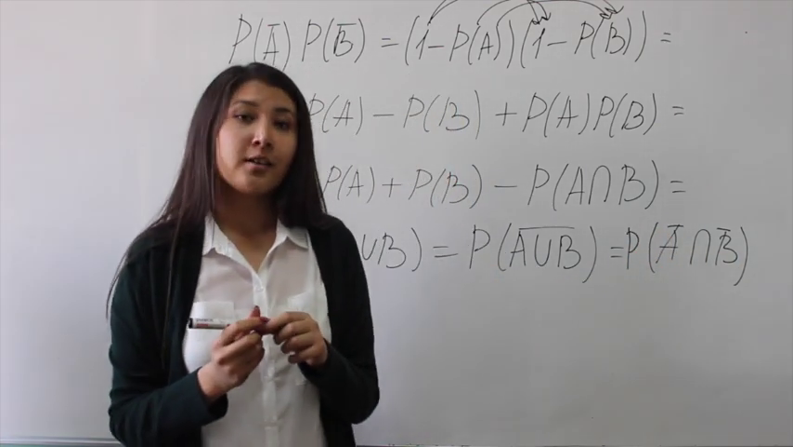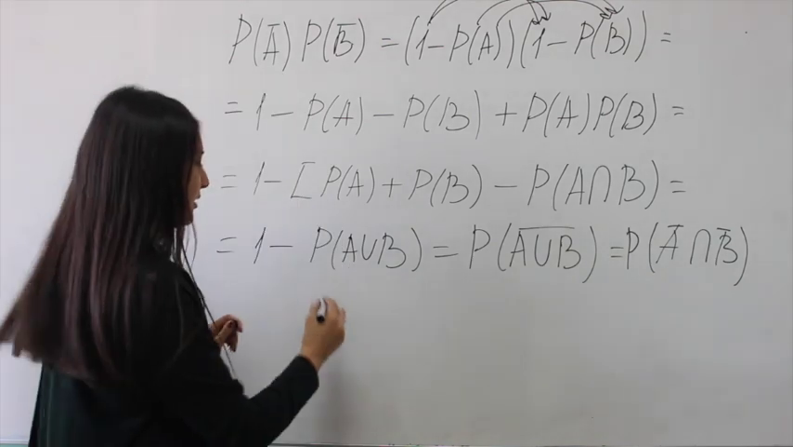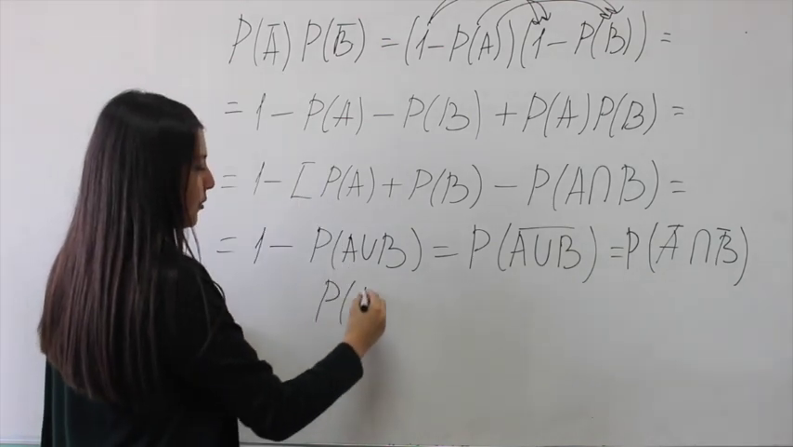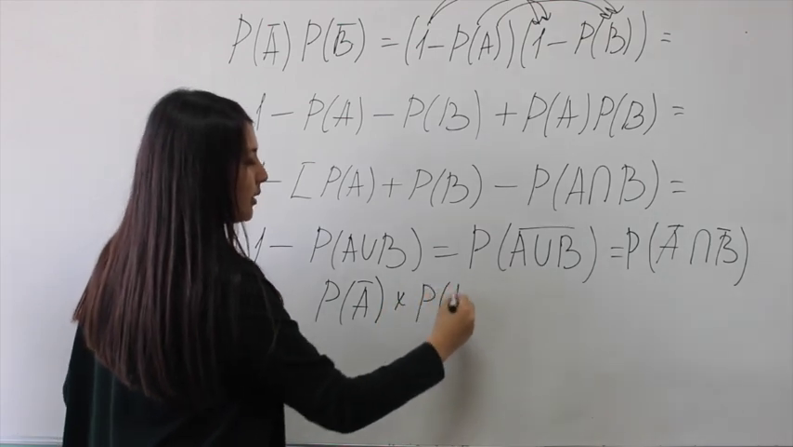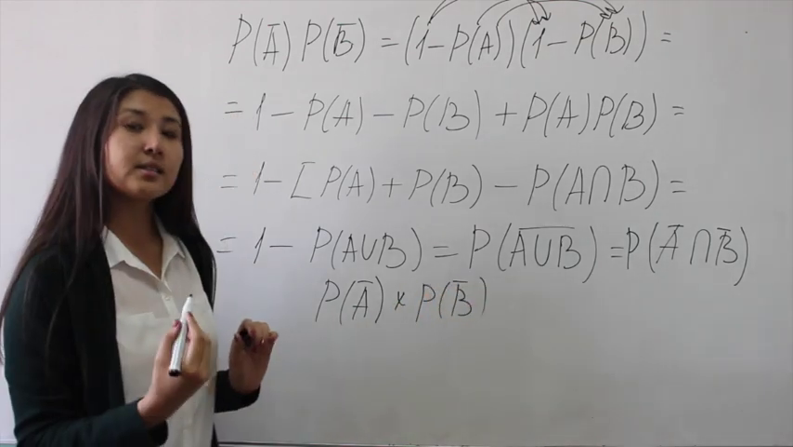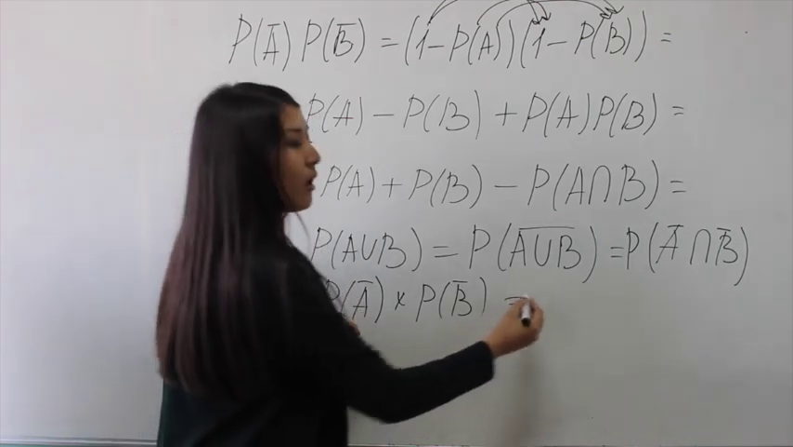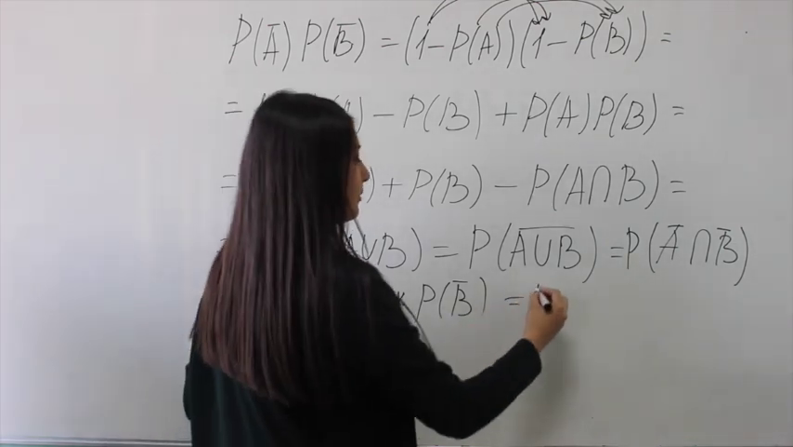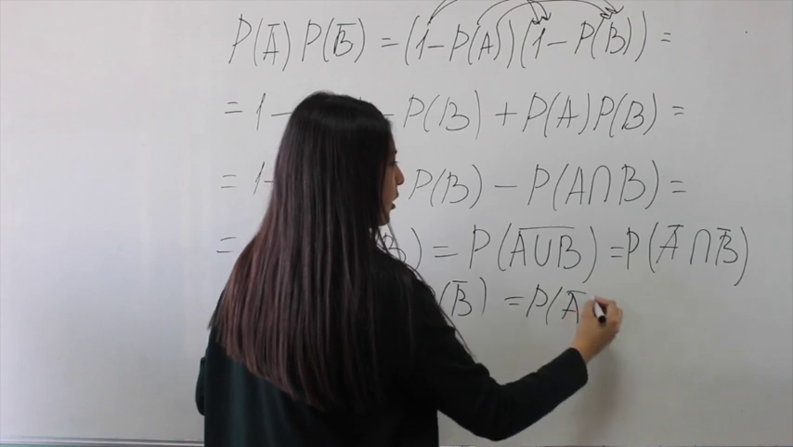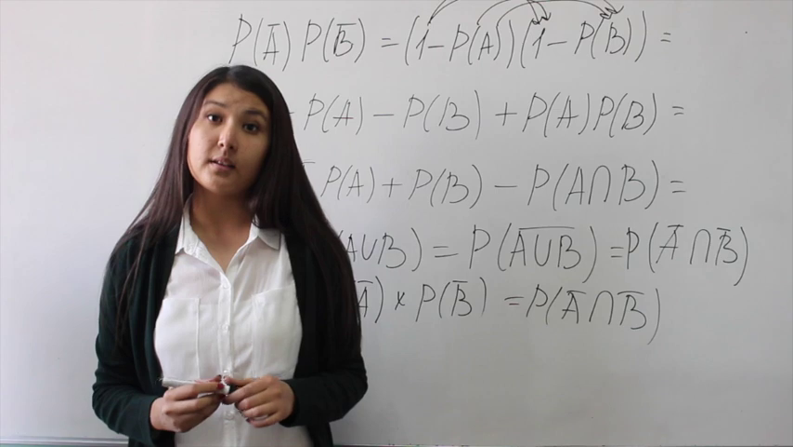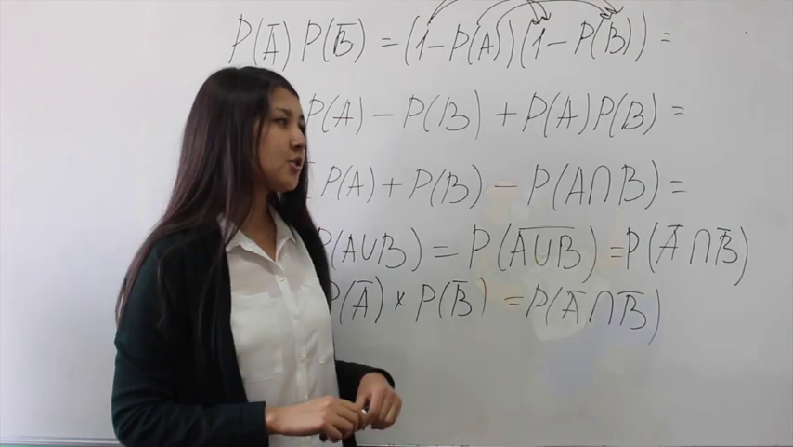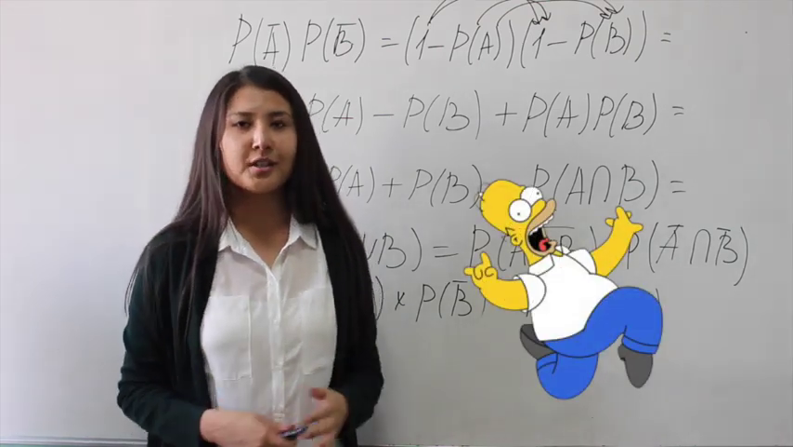As a result, we come to the conclusion that probability A complement multiplied by probability B complement is exactly the probability of their intersection, which satisfies the definition of independent events. We reached our goal.